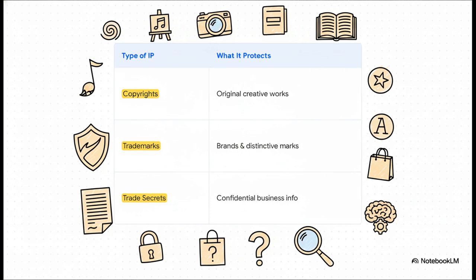For you as an artist, copyright is your best friend. The moment you create an original piece of art, it's automatically copyrighted. Trademarks are for things like your unique logo or brand name. And trade secrets? Well, that's the legal shield that protects the details of that top secret project you're working on.